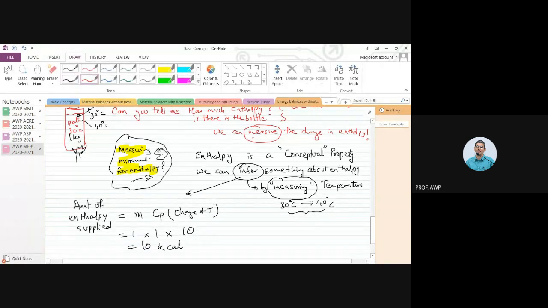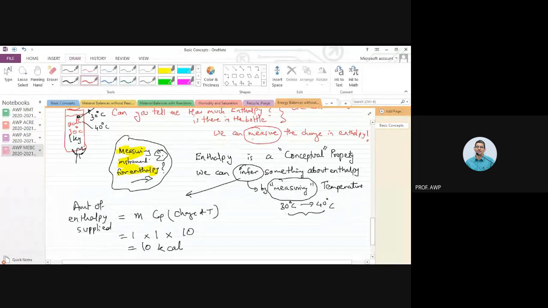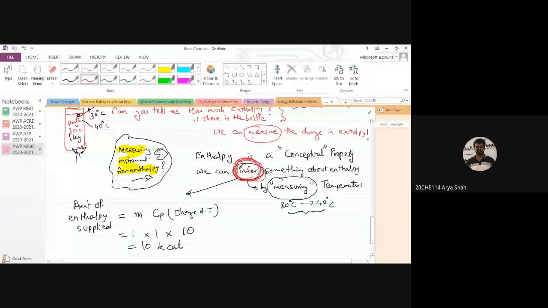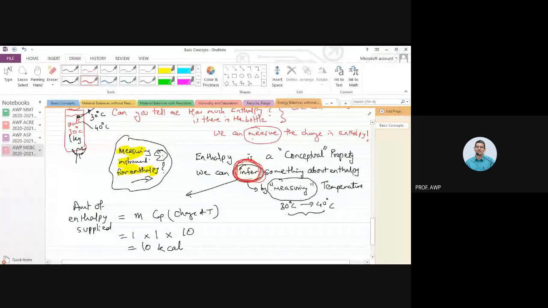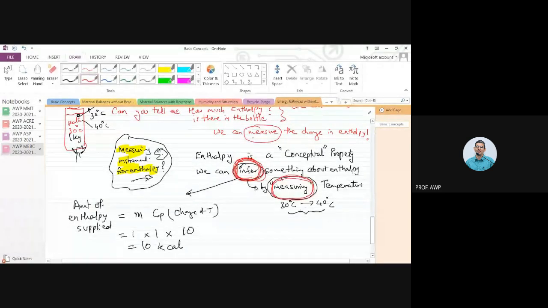I'm inferring, I'm calculating, I'm estimating. But from the measurement that I have done, the measurement that I have done is temperature.